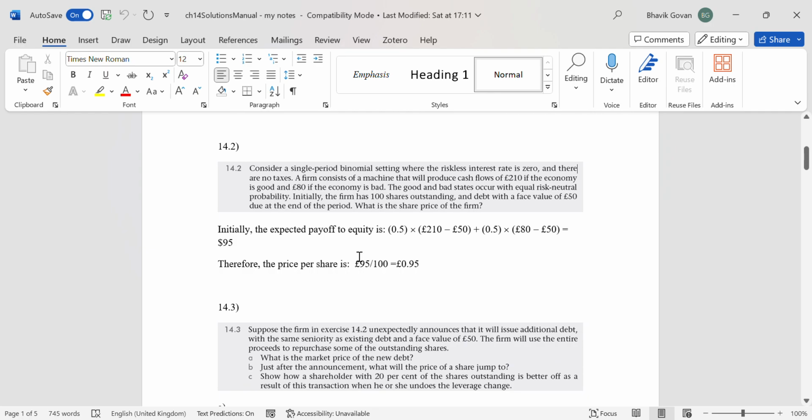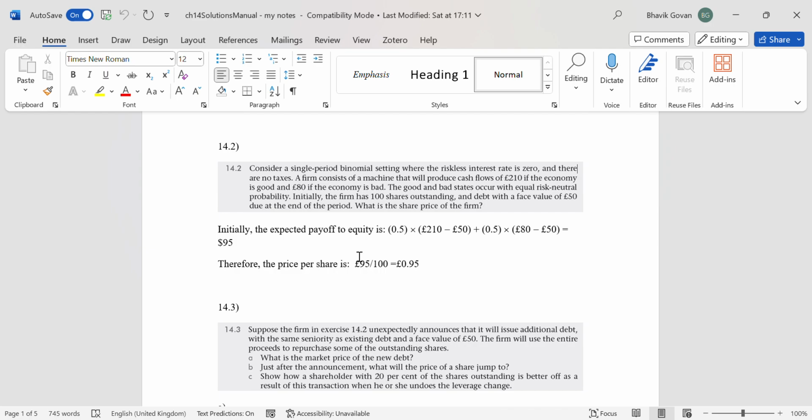14.2, consider a single period binomial setting where the riskless interest rate is 0 and there are no taxes. A firm consists of a machine that will produce cash flows of 210 if the economy is good and 80 if the economy is bad. The good and bad states occur with equal risk neutral probabilities, so they have basically the same probabilities. Initially, the firm has 100 shares outstanding and debt with a face value of £50 due at the end of the period. What is the share price of the firm?